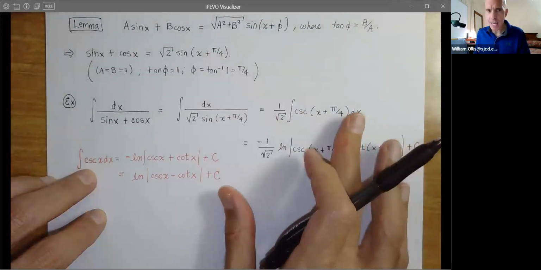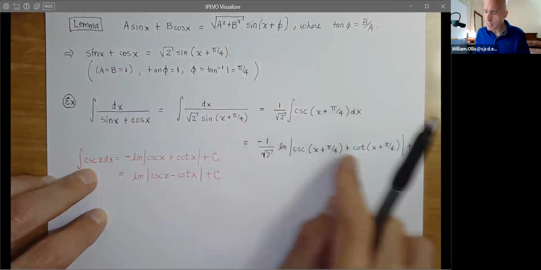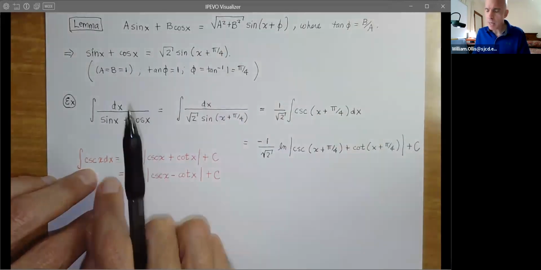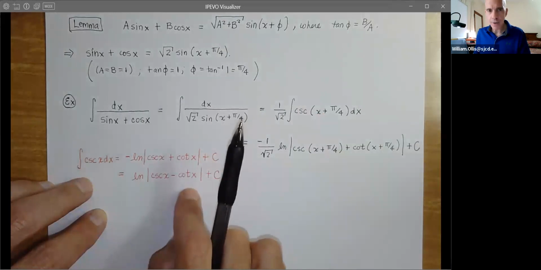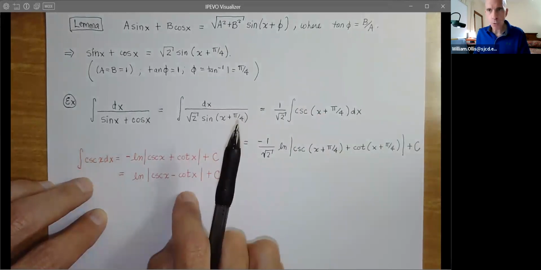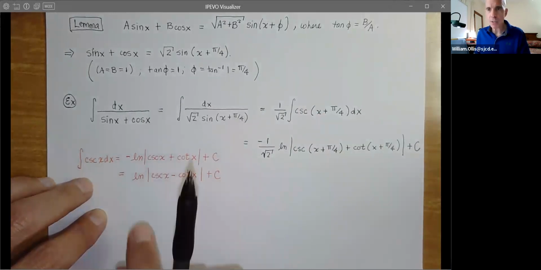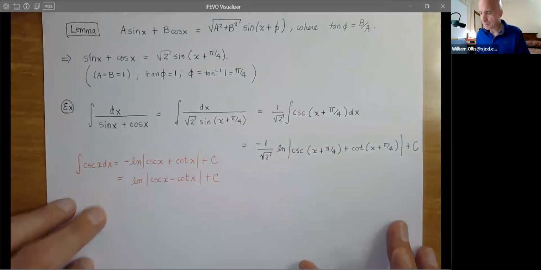Okay, so this would be good. This is from your WebAssign. This would be good to know. Put this on a note card to review this. Review the derivation of these integrals. They're very straightforward. This is something you should have done in Calculus 1. So go back through that.